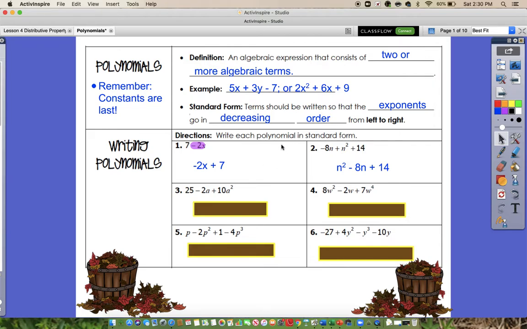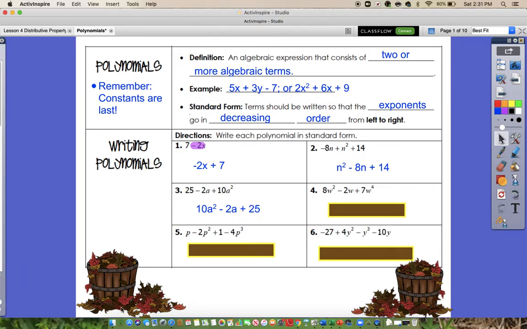All right, number three, you want to start with your highest exponent. So this 10a squared has our highest power. It's going to come first and it stays positive. Then our other variable, so that negative 2a, be careful, keep that negative sign with it, is going to be next. And then this is a positive 25, so we're going to write plus 25.